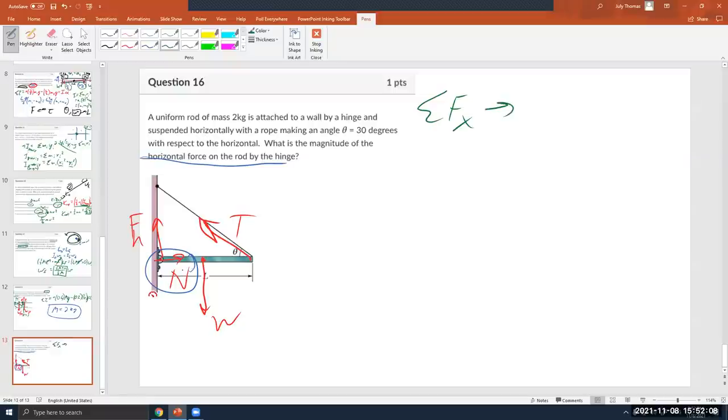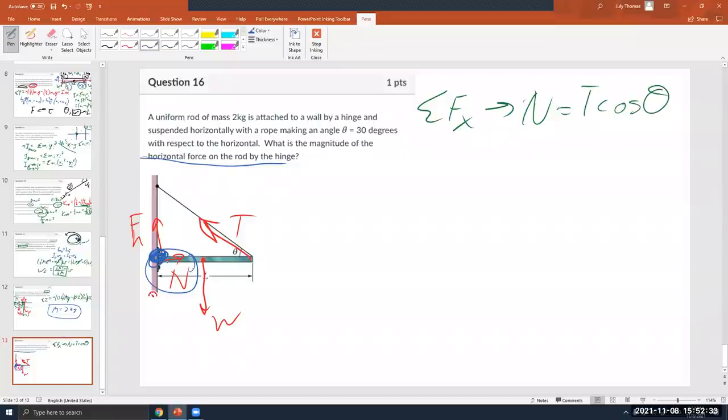If I sum my forces in the x direction, I get a relationship between those two. I have the normal force in the positive x direction, all of it, and then minus the component of the tension, which would be T cosine theta. That tells me that my normal force is equal to T cosine theta.